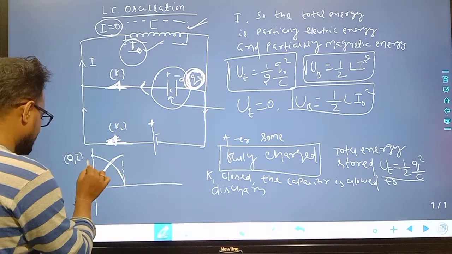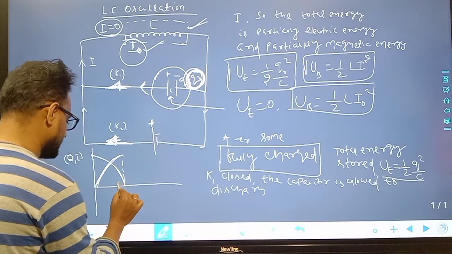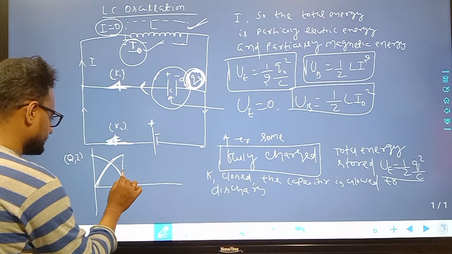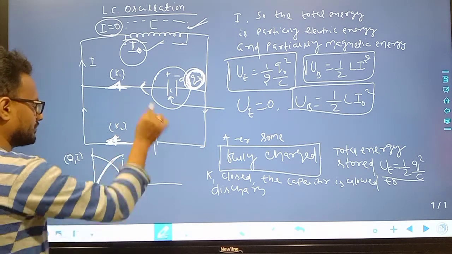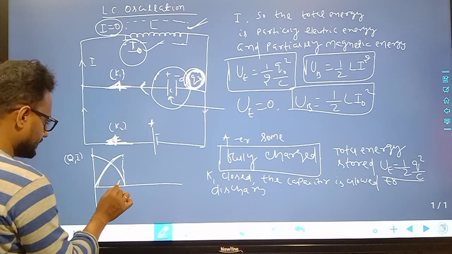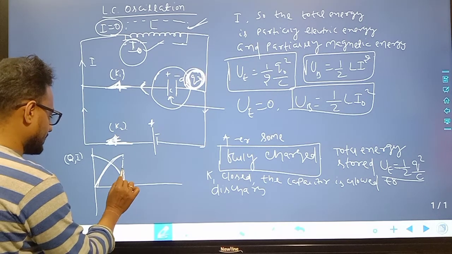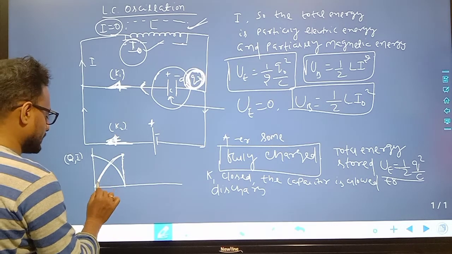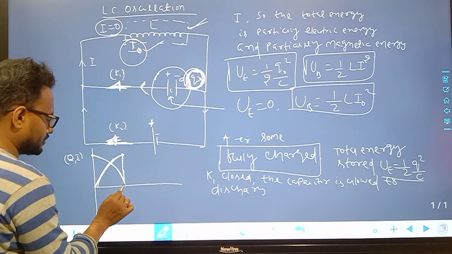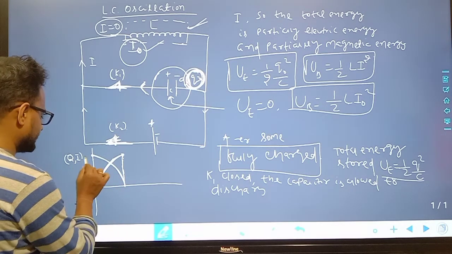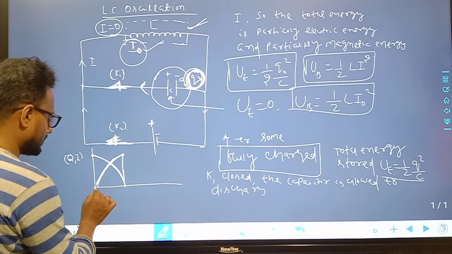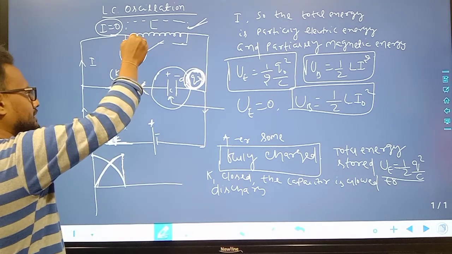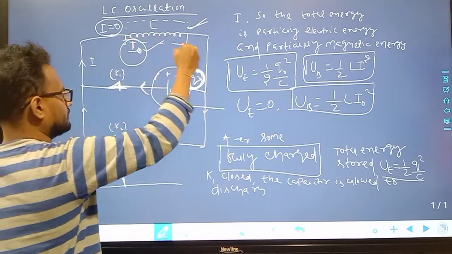So what happens here? Now the current becomes maximum and the charge becomes minimum. Here the charge becomes minimum but the current becomes maximum. But here the charge goes from 0 to maximum, and the current from maximum to 0. But here the charge becomes 0 and the current becomes maximum.